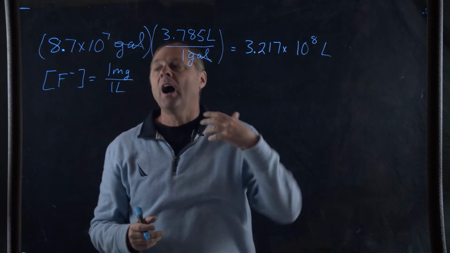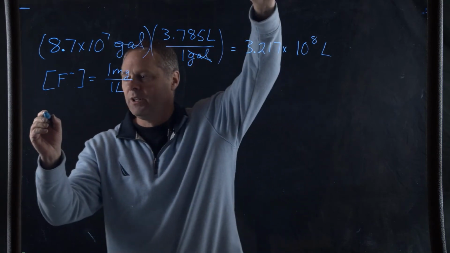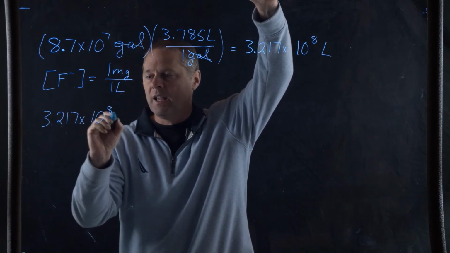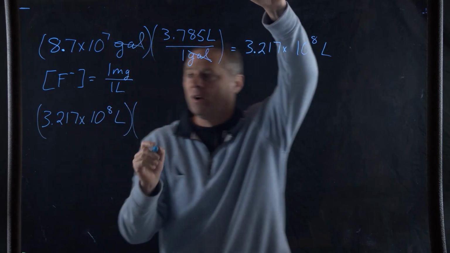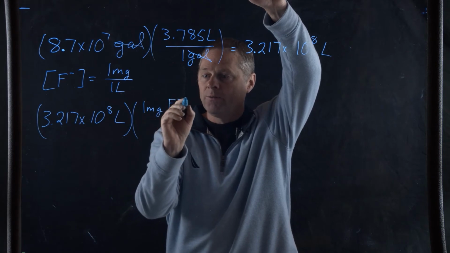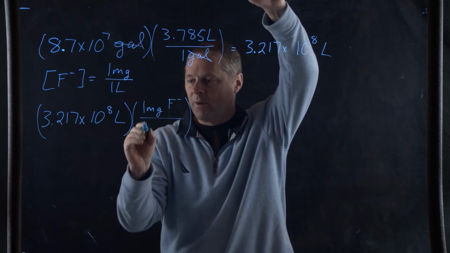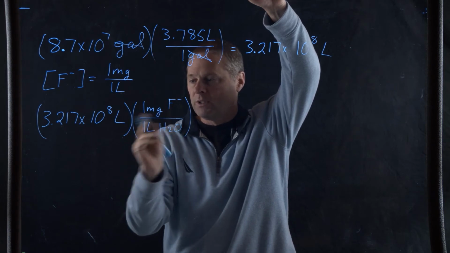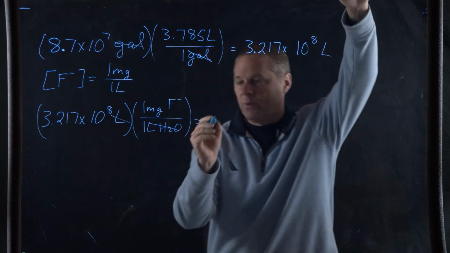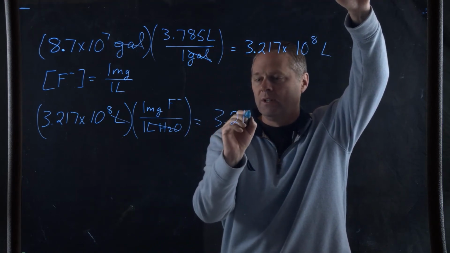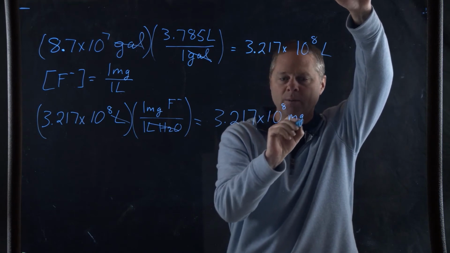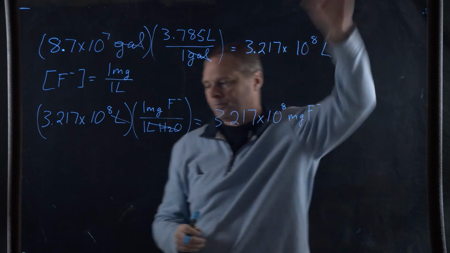Now we want to find out how much fluoride we need. Well, we take 3.217 times 10 to the 8th liters, and we multiply that by our concentration, 1 milligram of fluoride divided by 1 liter of water. Once again, the liters of water cancel, and what we get is 3.217 times 10 to the 8th milligrams of fluoride.